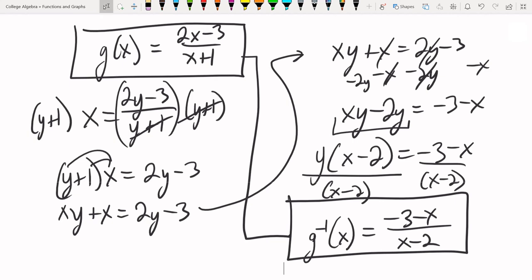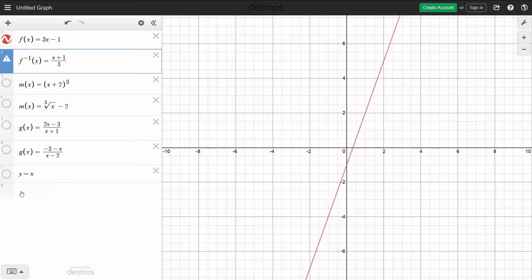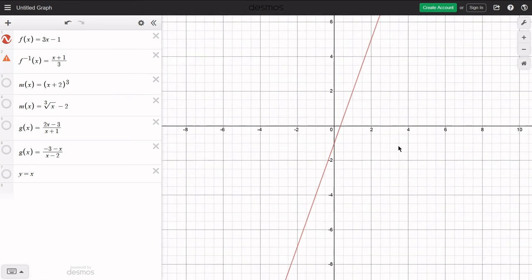Now I'm going to take these functions and graph them and show you geometrically how we see that they are inverses. Okay, here I have our functions graphed with our inverses. And you'll see this is the first function we had. This is f(x) = 3x - 1. Now I can't write this as f inverse of x, which is the proper notation for it, because Desmos doesn't recognize the inverse there. So I'm just going to delete that.